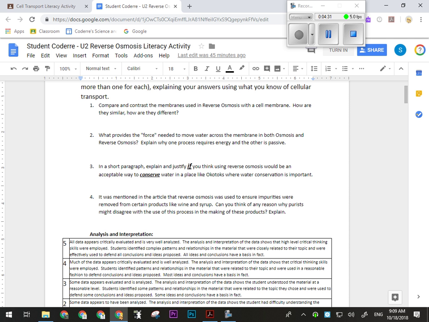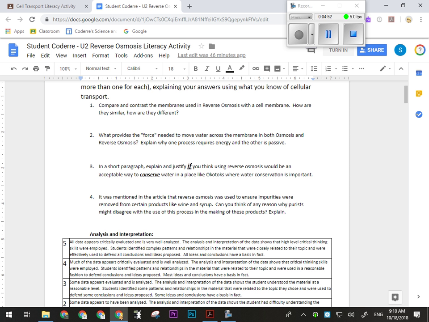But reverse osmosis is different. Okay, what provides the force that's needed to push the water across the membrane in both processes? Okay, explain why one process requires energy. So that must be reverse osmosis because we know regular osmosis doesn't require any energy. All right, so I'm looking for anything about forces, okay, and pushing and moving water.